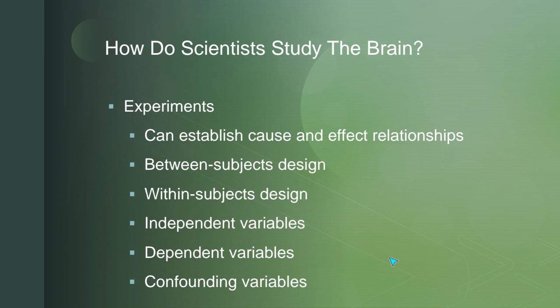We can also have a within subjects design, and this is where the same group of subjects are tested under different treatment conditions. Whenever you're doing an experiment, we're going to have independent variables as well. The independent variable is the thing that you are manipulating in the experiment. So if we come back to our drug example, the drug would be the independent variable. That's the thing that you're manipulating, saying group A is getting it, group B is not.